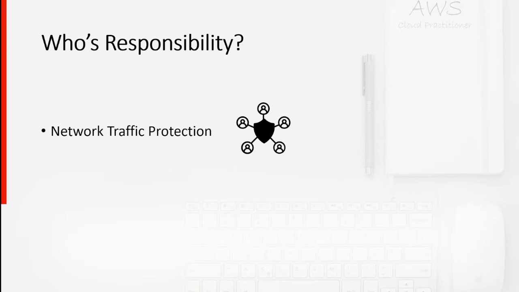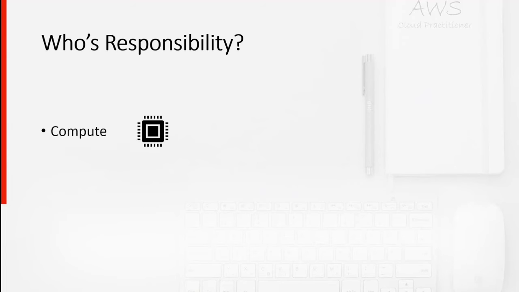Whose responsibility for network traffic protection? The customer. So the customer is responsible for their own network traffic protection or protecting their own traffic in and out their network. Whose responsibility for compute? AWS. So AWS is responsible for processing, computing data on their servers at their locations. They're responsible for processing data.